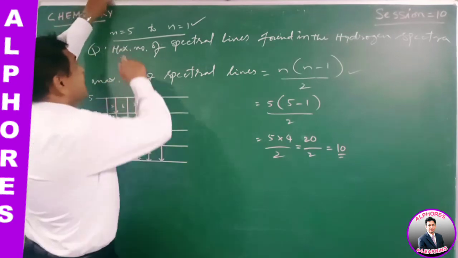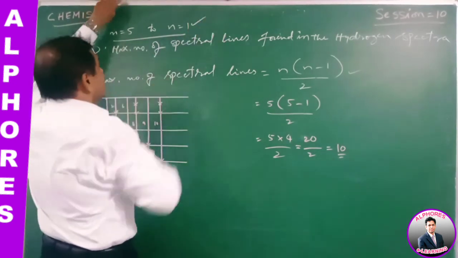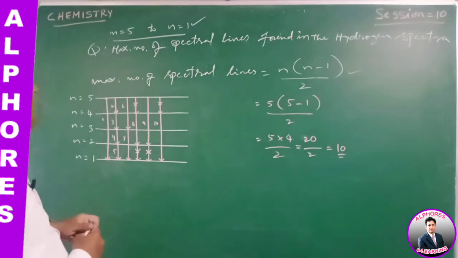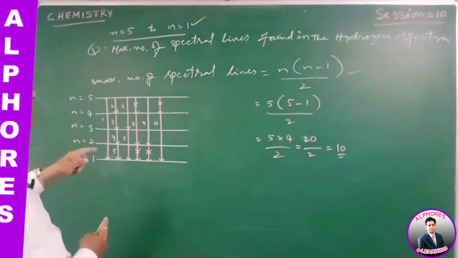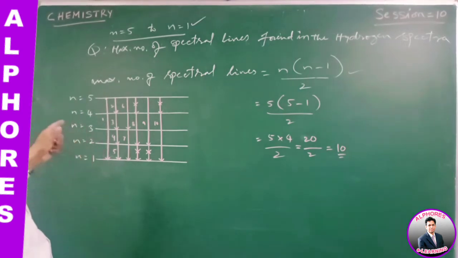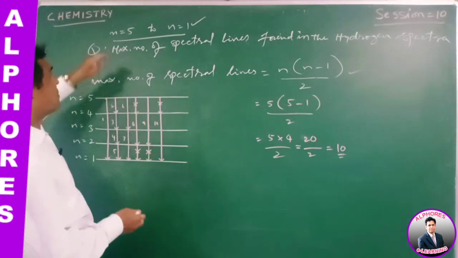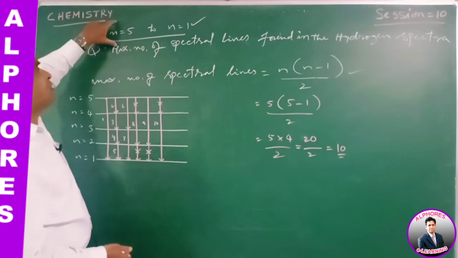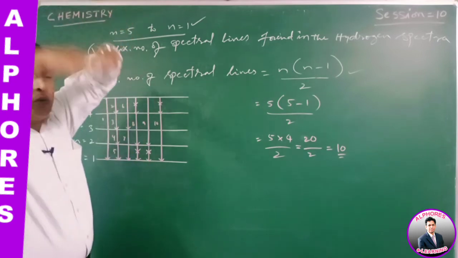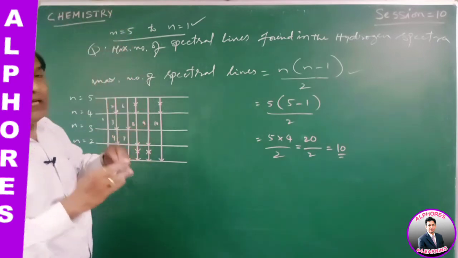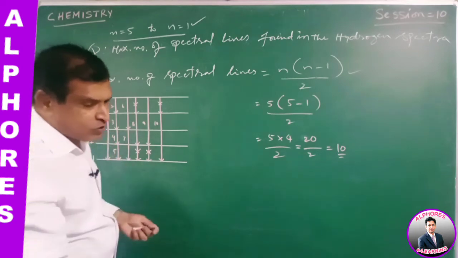Next one is n is equals to 5 to n is equals to 1. Okay, so number of spectral lines in the ultraviolet region, that is done. Now suppose instead of this, if the electron is jumping from excited level to middle orbit, it's not first orbit, it may be middle orbit. That is the next question.